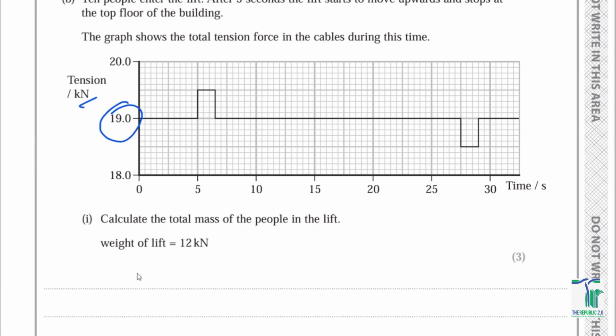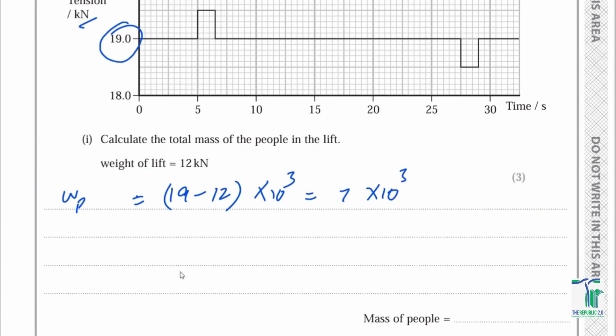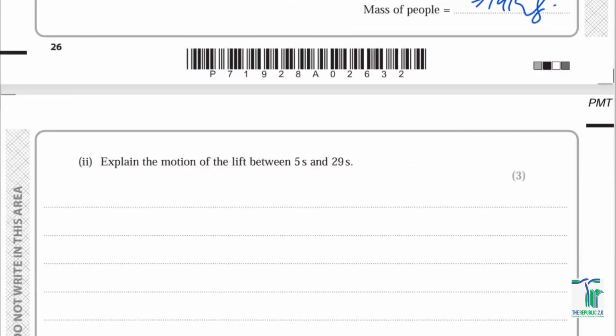So what does that mean? The total weight of the people is going to be 19 minus 12 kilonewtons. And that comes out to be 7 times 10 raised to the power of 3 newtons. Once you've got the weight of the people, I'm just going to calculate their mass. So the mass of the people is going to be 7 times 10 raised to the power of 3 divided by 9.81, and it comes out to be 714 kilograms. So 714 kilograms is the mass of the people.